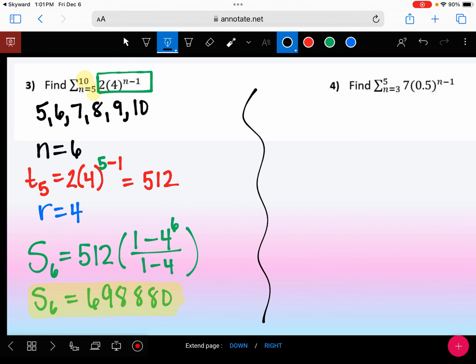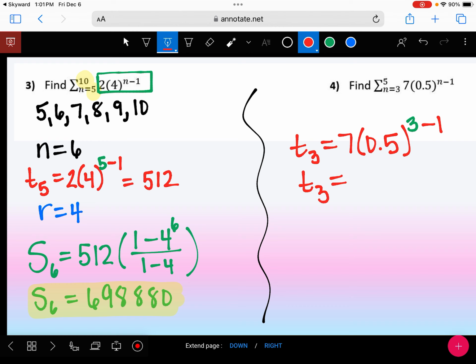Number 4. So again, I'm starting with what number? What's the number at the bottom of the sigma? The number at the bottom of the sigma is what? 3. So we need to find T3. So go ahead, pick up your calculators. Type that in. You should get 1.75.